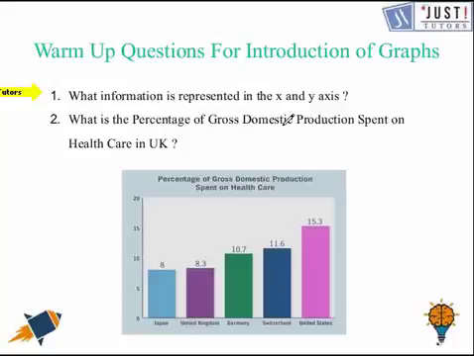So here, based on this graph, we have to tell what information is represented by x-axis and y-axis. As we know that x-axis is horizontal axis, and we can see the names of countries on it. So we can say that x-axis represents countries. Now what about y-axis? Y-axis is showing the frequency or the percentage of gross domestic production spent on healthcare. So we can directly say that this is what y-axis is representing.